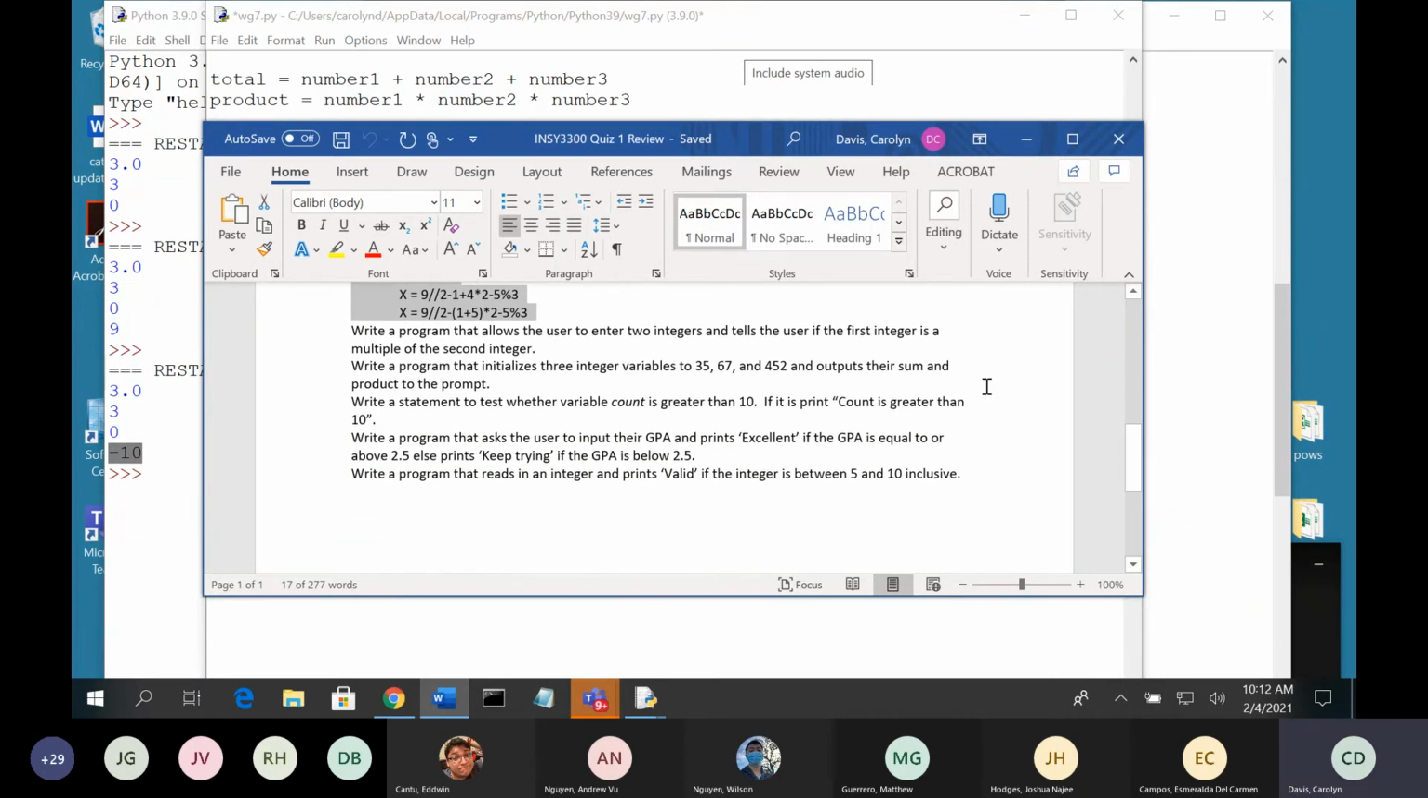I could ask a problem like, I want to write a program that asks the user to input GPA and prints this and does this and the other. Which one of these programs solves that problem? And you'd have to select the correct code for that solution. Okay.